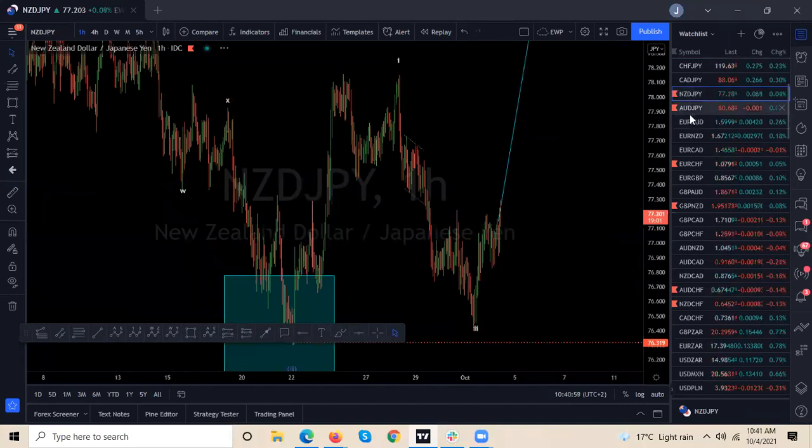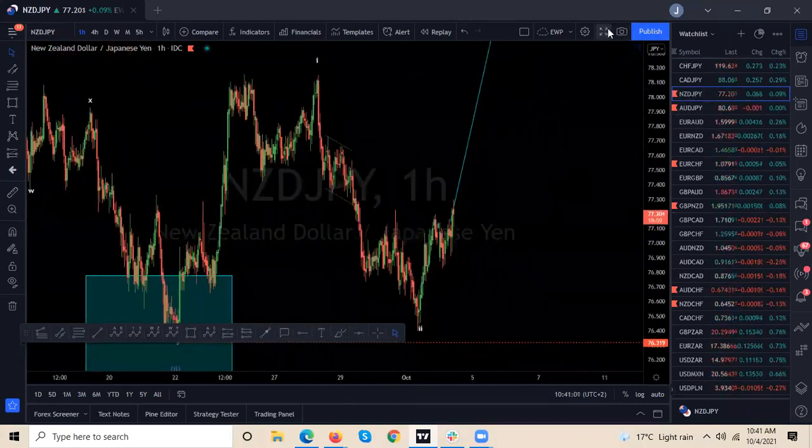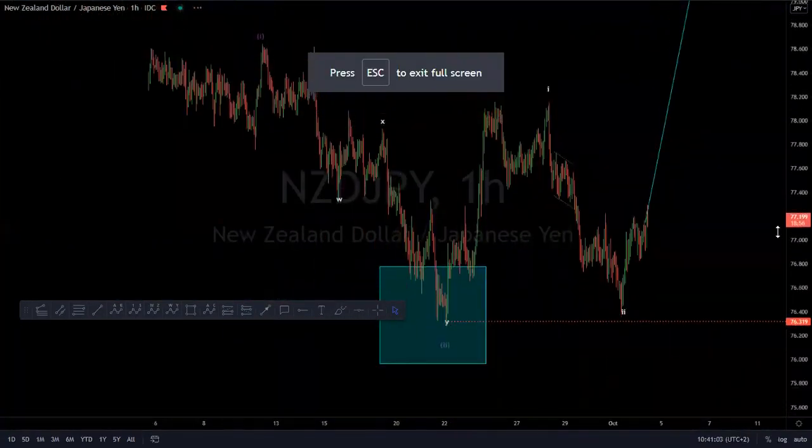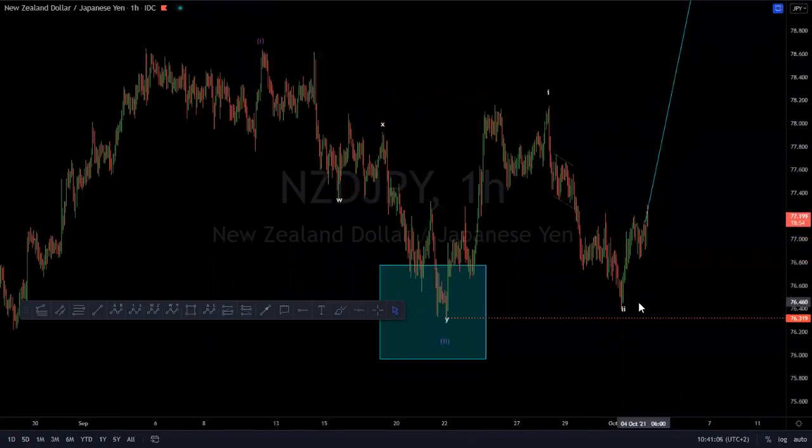I think I've covered New Zealand JPY. Okay, I did not cover this one. New Zealand yen, this is one of the trades that you might want to jump into this year against this low here. I believe that this is already done.